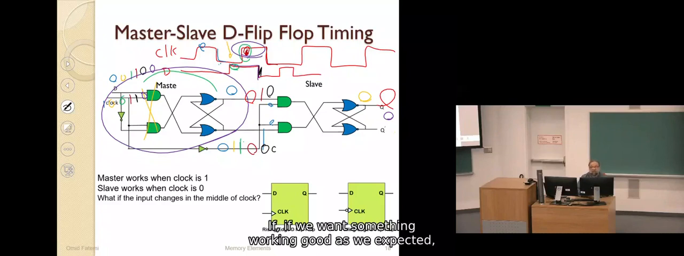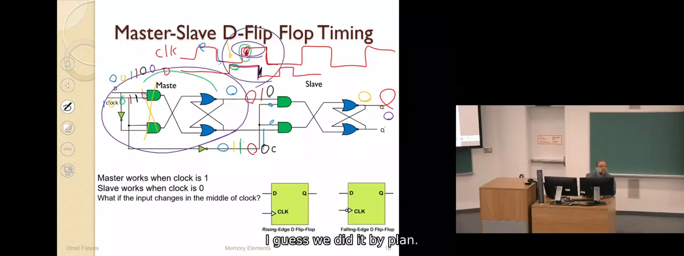If we want something working as we expected, it is not something that we did by plan. It is some kind of timing mismatch, and it is not good. So if you want the master-slave to work well, you shouldn't change the data during the high level of the clock. The data should still remain there.